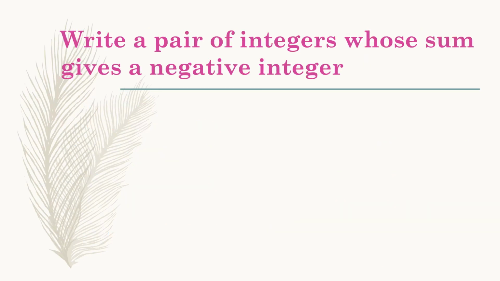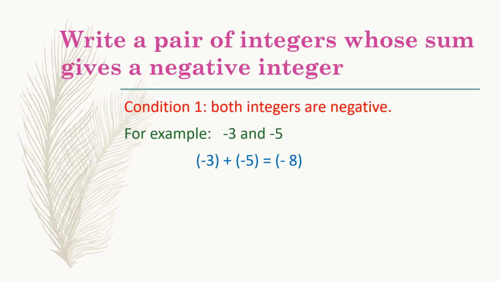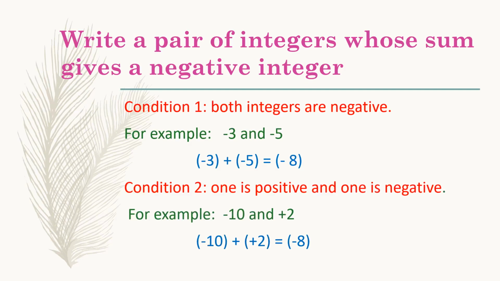Next, write a pair of integers whose sum gives a negative integer. There are two conditions to get a negative integer. One, when both the integers are negative, and second, when one is a positive integer and one is a negative integer. For example, you can see on the screen that in order to get minus 8, we have two possibilities. First, we can add minus 3 and minus 5 so that we get minus 8, and according to the second condition, minus 10 and plus 2, then also we can get minus 8.